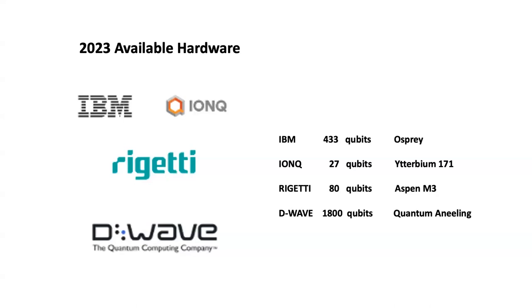Here on this slide, I have created a ranking, and this is an artificial ranking, by the way. Since right now we know about qubits, I wanted to give you a ranking of how many qubits each one of these technologies can handle. IBM right now can handle 433 qubits, and the processor is the so-called Osprey. IonQ, 27 qubits, and they use Ytterbium ion 171. Rigetti, 82 qubits, and D-Wave, 1800 qubits, using quantum annealing.